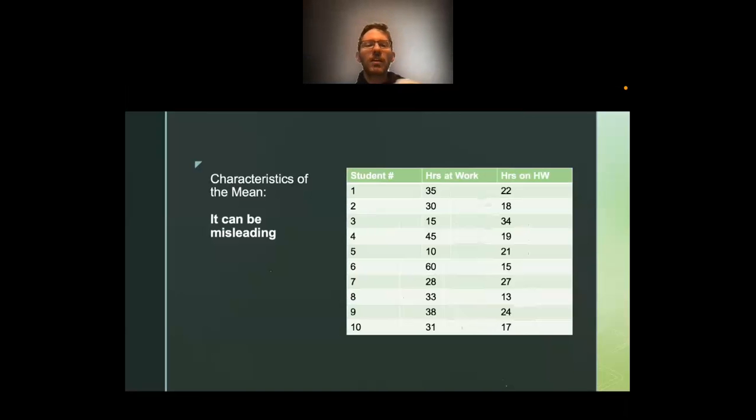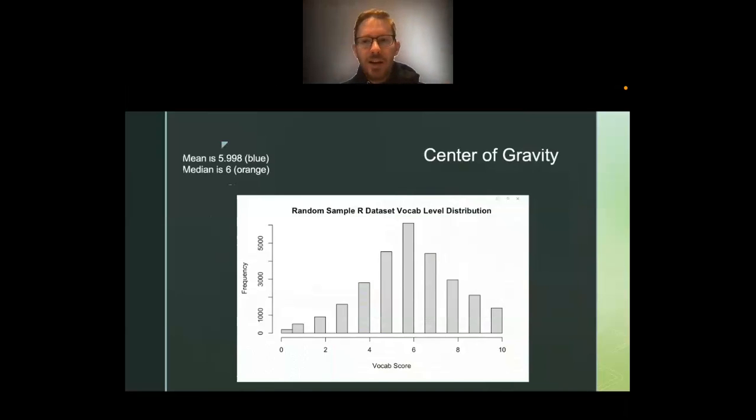However, the mean can also be misleading. The reason why is because it is the most affected by outliers. So here in this random sample R data set, the mean is 5.998, while the median is 6, so it's fairly close. We can also see here that the mode is 6. The mean is being pulled to the left because of all of those really far left categories, whereas the median is staying constant.